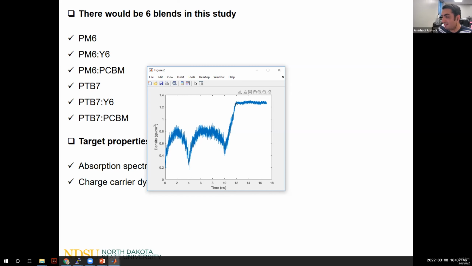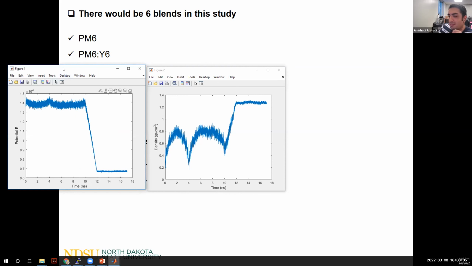But as you can see, at the end, at the room temperature and atmosphere pressure, there is not that big a fluctuation in the results. So this is the plot of the density.